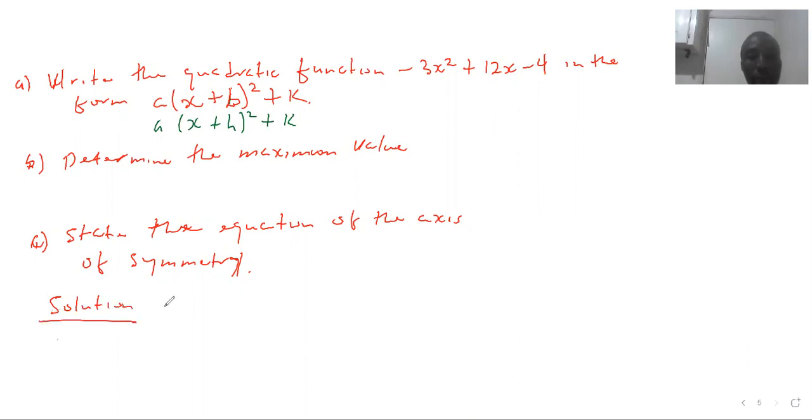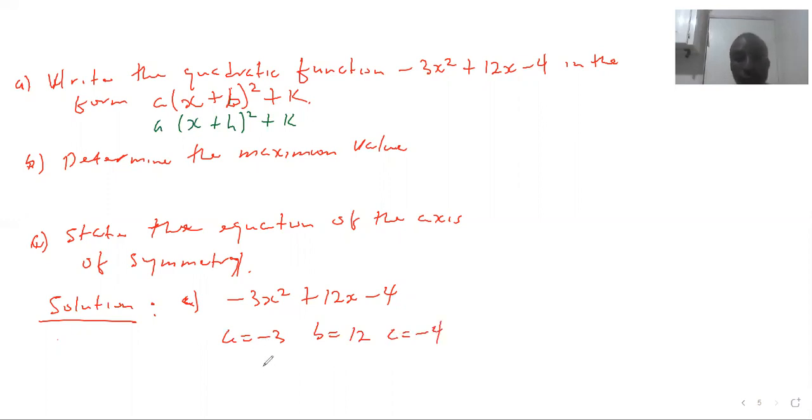So for A, I want to start from the A now. For the A, the first thing I have to do is write the equation first: negative 3x squared plus 12x minus 4. So we take out our values: our a value is going to be negative 3, our b value is going to be 12, and our c value is going to be negative 4, right?